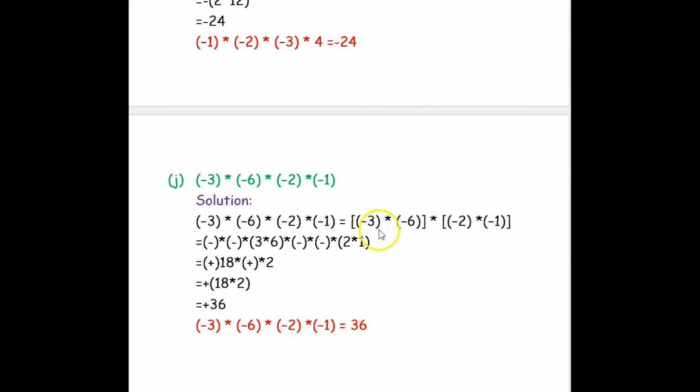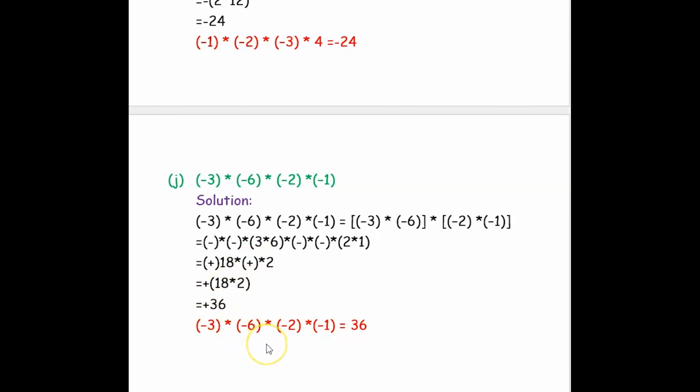So now we can also associate it. Negative 3 into negative 6 into negative 2 into negative 1. So negative 3 into negative 6: negative will become positive, 3 into 6 is 18. Again, negative 2 into negative 1 is positive, 1 into 2 is 2. So here both are positive integers. So positive 18 into 2 is 36.